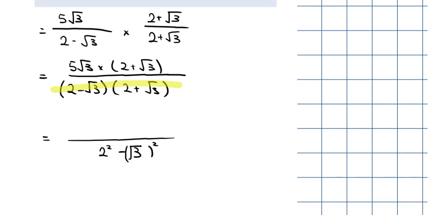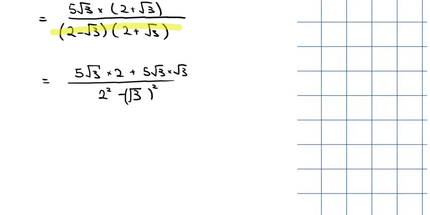Here, on the top, I'm going to expand the bracket, or you can share the bracket rather. So I'm going to do 5 square root of 3 multiplied by 2, plus 5 square root of 3 multiplied by square root of 3. Okay, let's keep going. So what do I have here? Well, 5 square root of 3 times 2, that's just going to be 10 square root of 3, plus 5 times square root of 3 times square root of 3, so that's going to be 5 times 3.